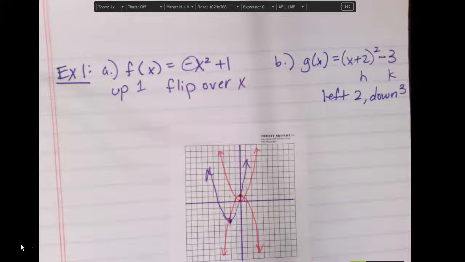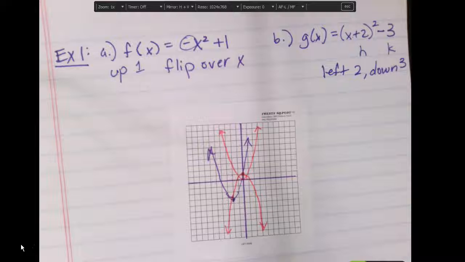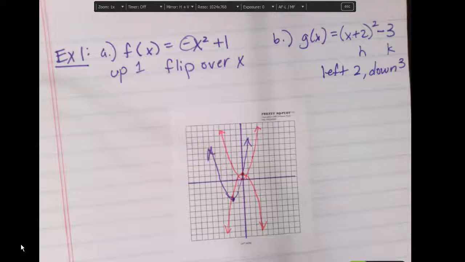So I want to talk more about what your book calls standard form. I call it either vertex form or HK form, but I don't want to deviate too much from what your book does. So we'll call it standard form of a quadratic.